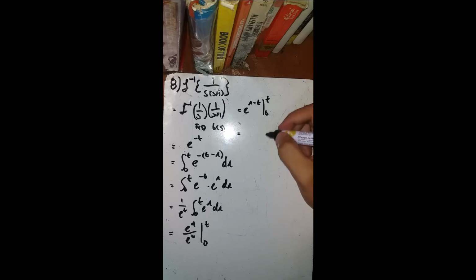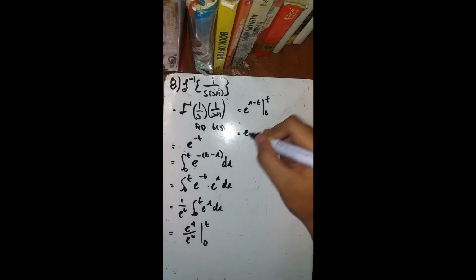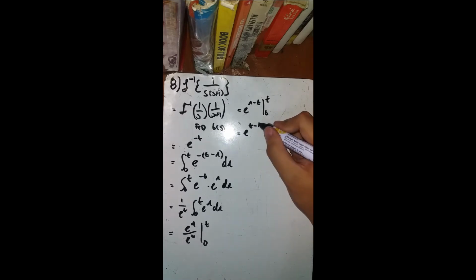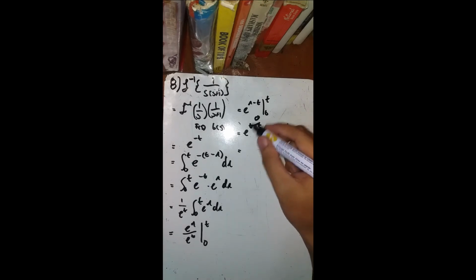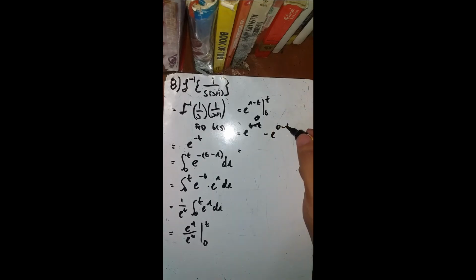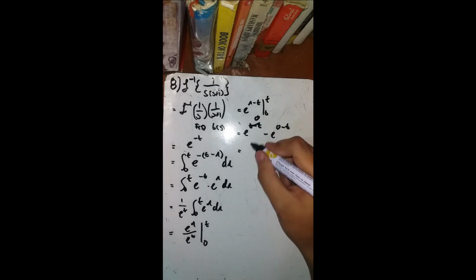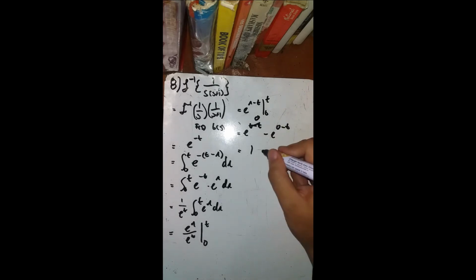Now let's plug in the limits. So you have e raised to (t minus t) minus e raised to (0 minus t). So this will become 0. E raised to 0 is 1. This one will be e raised to negative t. So my answer here is 1 minus e raised to negative t.